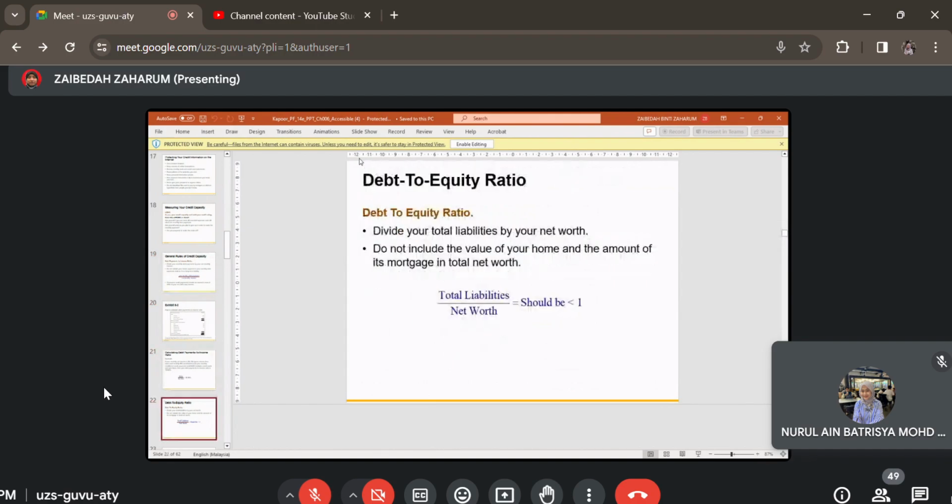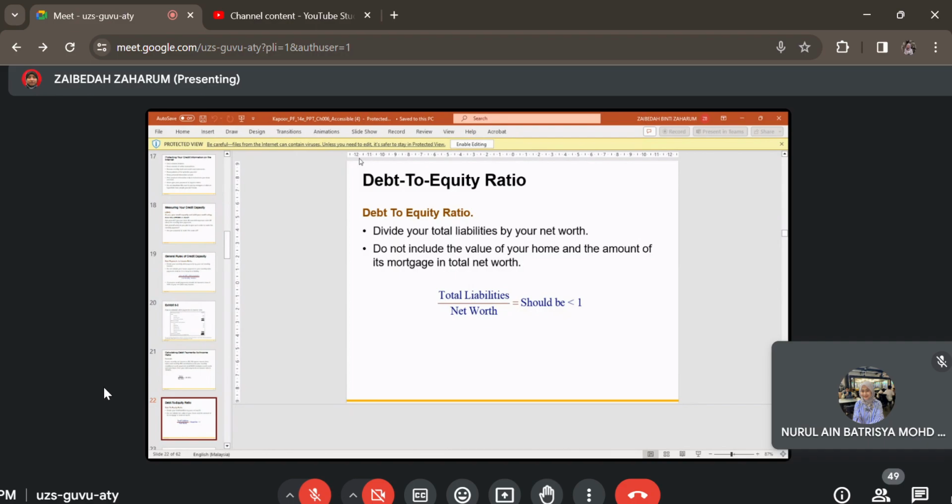Alright. So tengok sini tadi debt to equity ratio, the next one. How to measure kita punya capacity of the credit tadi. Debt to equity ratio ialah kita divide kita punya total liabilities, whatever total liabilities, sama ada short term or long term, dengan kita punya net worth. Net worth tadi ialah kita perolehi daripada kita punya total asset minus dengan kita punya total liability baru kita dapat net worth kita.